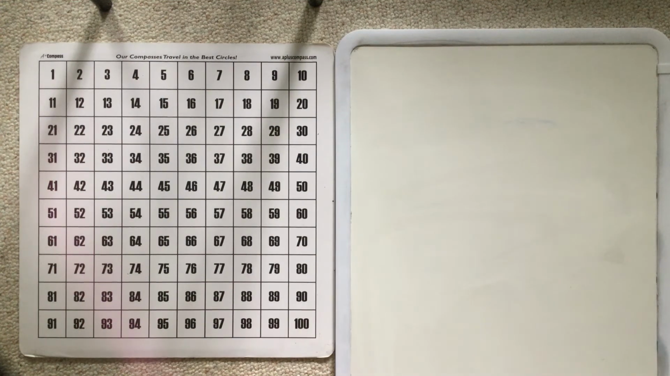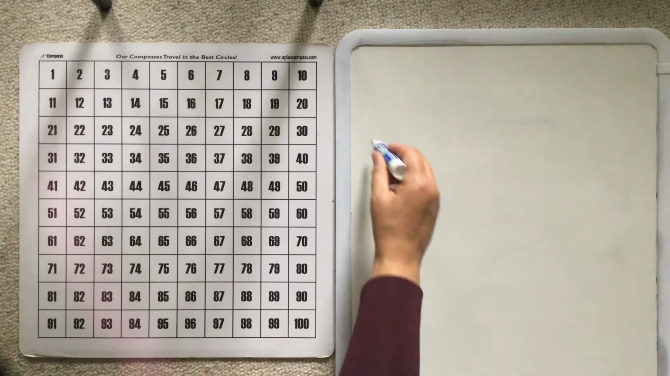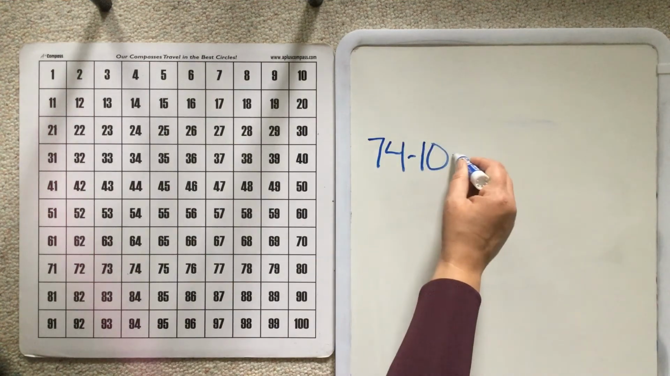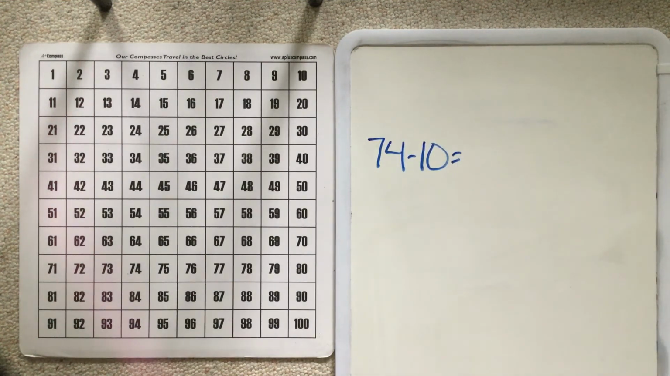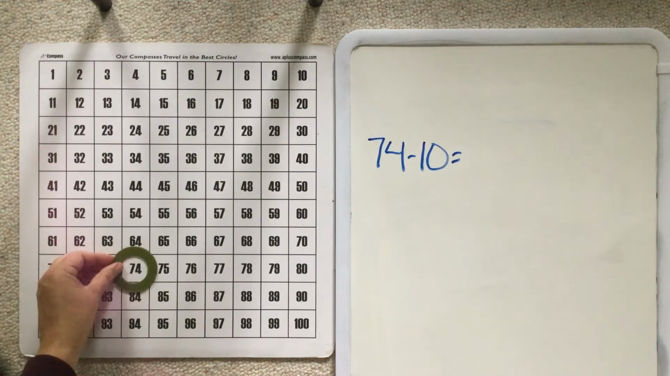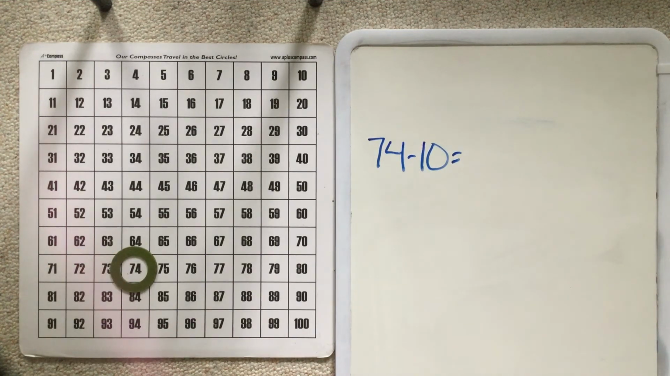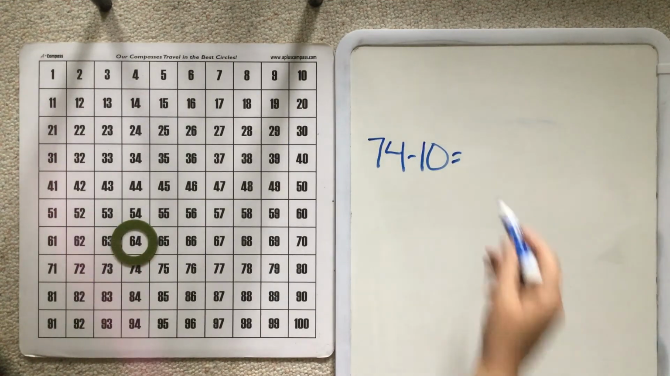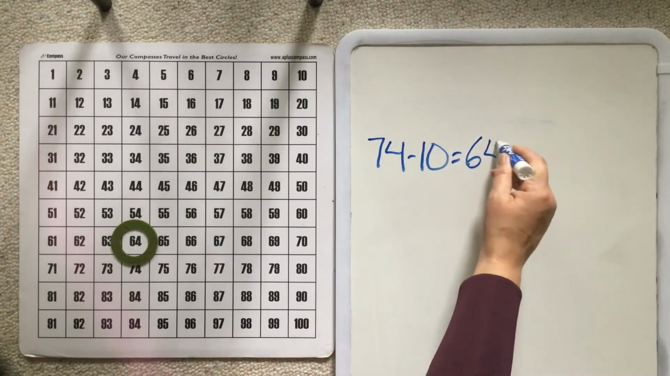A hundreds chart could help me when I'm subtracting too. You already told me that if I am counting backwards by 10, I'm moving up. So if I wanted to see 74 minus 10, I'd find 74, and that's right, I'd move up 1 space on the hundreds chart. 74 minus 10 is 64.